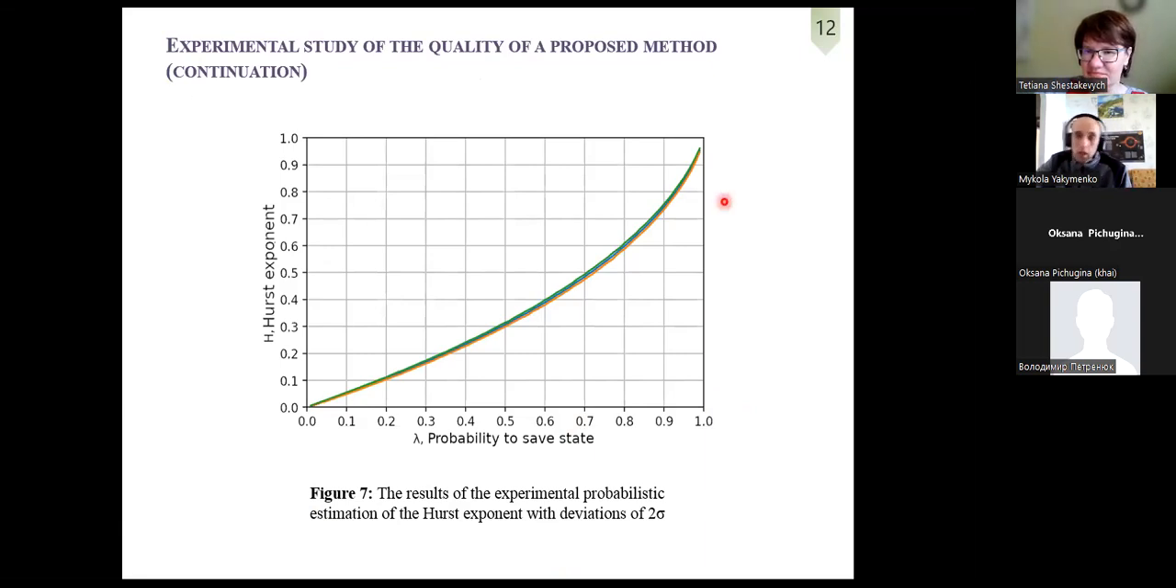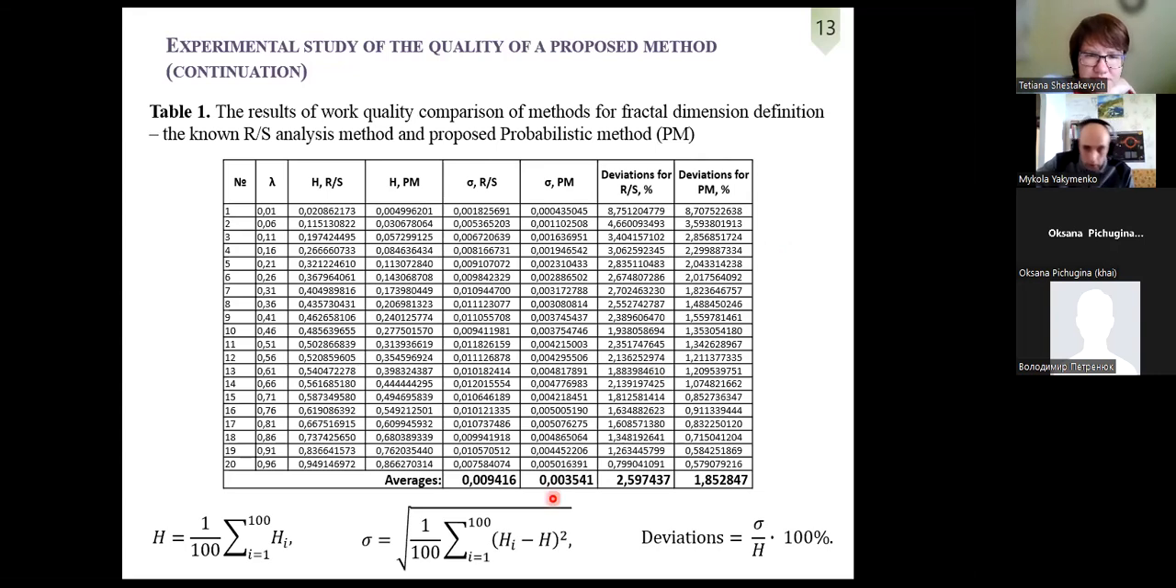And we have seen that the results are very close to the rescaled range method. If we calculate the fractal dimension for the rescaled range analysis method and the proposed method with direct calculation of probabilities, we can see that for the probabilistic method, the deviation is lower. For the rescaled range method it's 0.009, and for ours three times less. And deviations in percent are also lower. For our method it's 1.9, and for the other method it's 2.6.